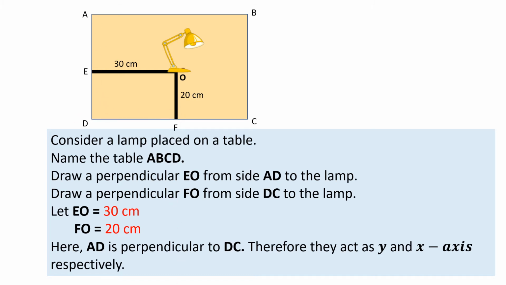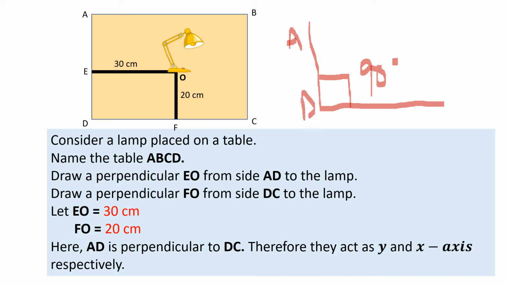Here you can clearly see that AD side is perpendicular to DC, right? Why? Because AD looks like this and DC looks like this. So definitely the angle between them is 90 degrees. So definitely AD and DC are perpendicular to each other, right? This is A, this is D, and this is C. As you can see in the picture, this is AD and this is DC, so definitely they are perpendicular to one another.